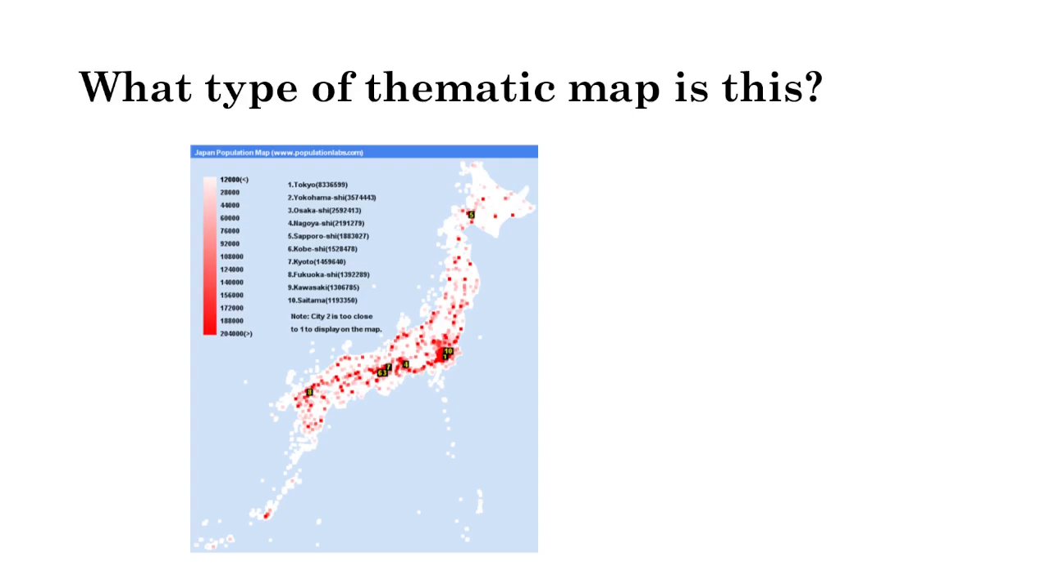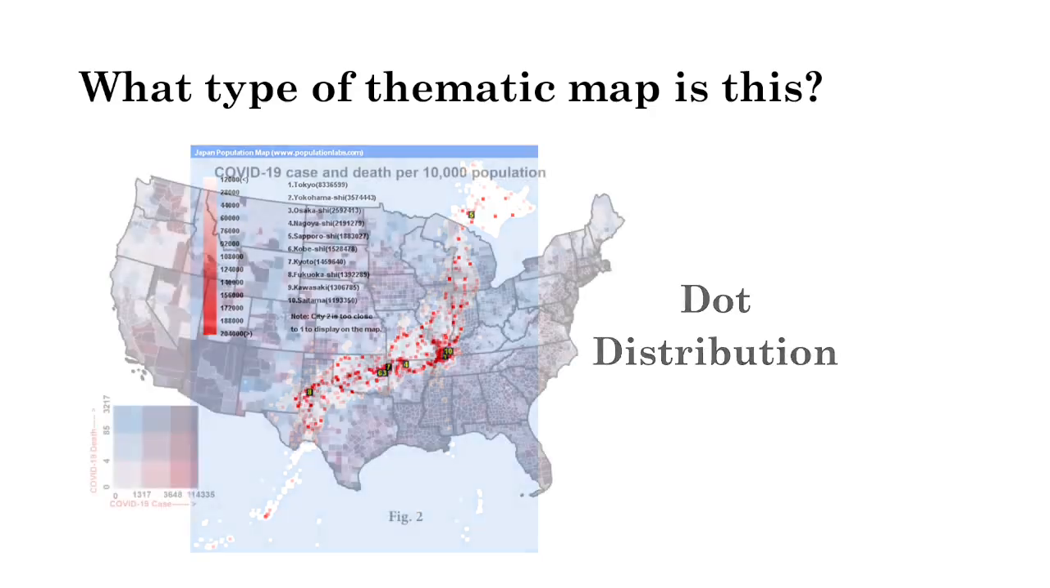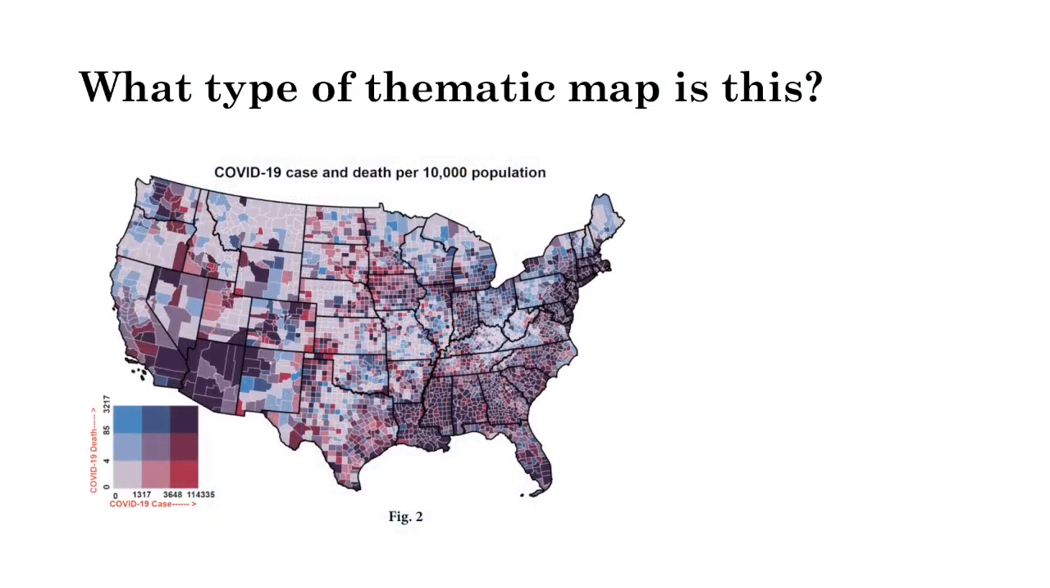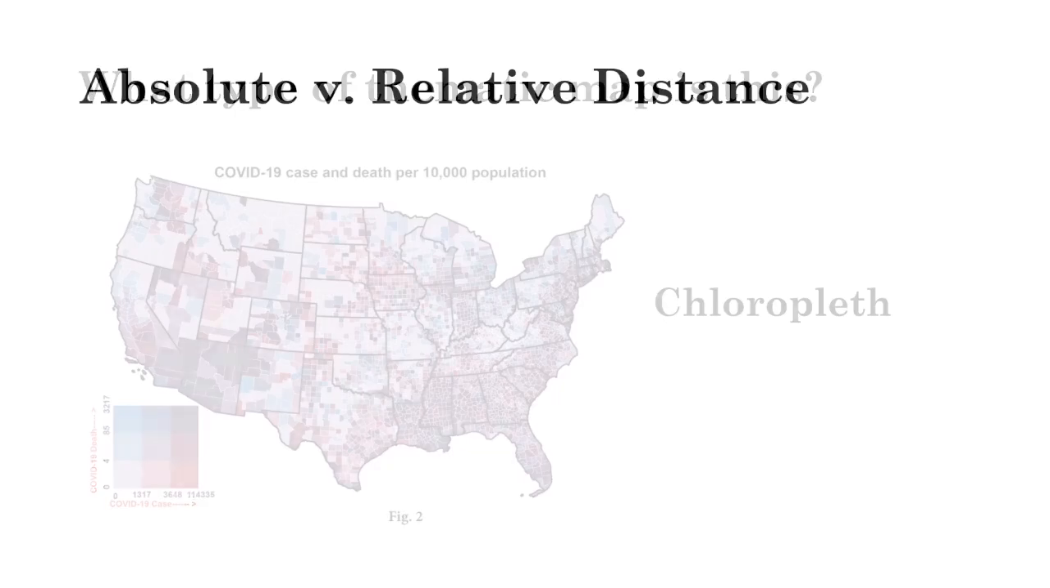All right, what about this one here? We see different dots showing population. What type of map is this? This is a dot distribution map. There we go. Okay, what about this one? It shows different shades across the counties of the United States. It's showing COVID-19 cases and deaths per county. These are just different shades. There's no distortion, no symbols, no dots. This is a choropleth map, clearly. All right, let's move on to some other topics here.